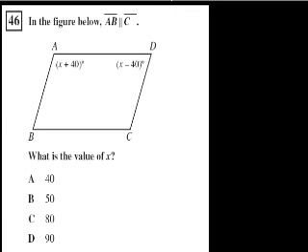We're on problem 46. In the figure below, line segment AB is parallel to C. I think there's a typo here. I've got to believe this has got to be CD. That's got to be a typo. All right, so AB, I'm assuming, is parallel to CD. That's probably what they wanted to have because you can't be parallel to a vertex. All right, they say, what is the value of x?